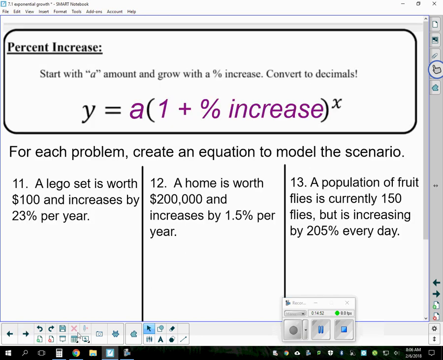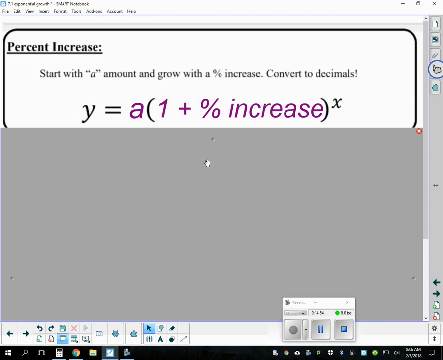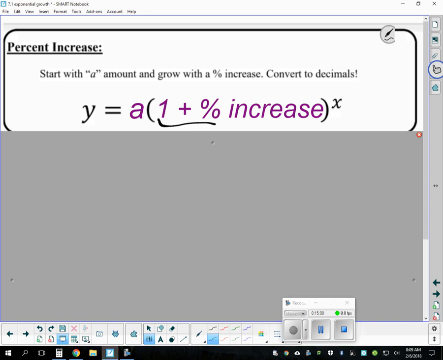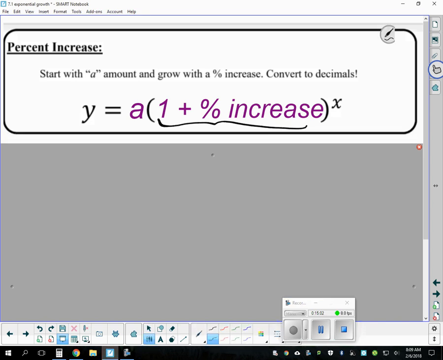Okay, so now we're working with percent increase. Sometimes we just have a growth factor, and sometimes you use a percent increase. This is still your growth factor. It's just if they've given you a percent, this is how you find your growth factor. It's 1 plus your percent increase.